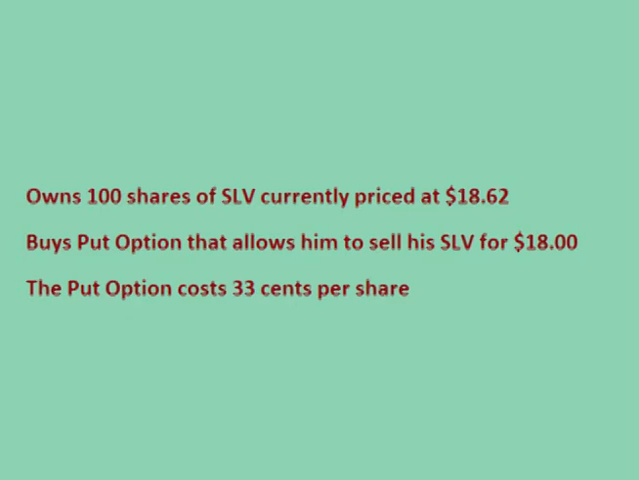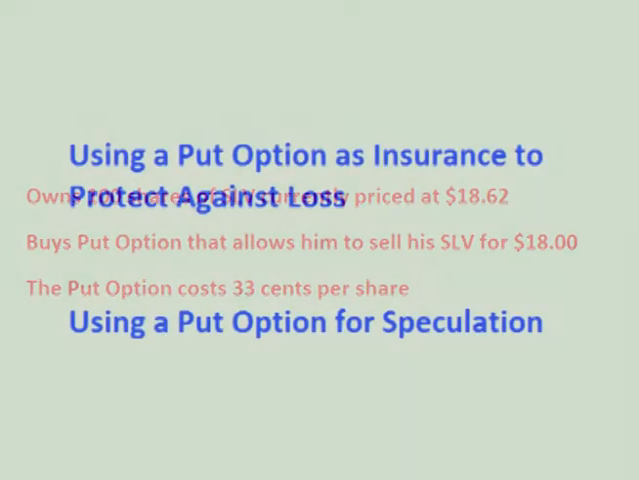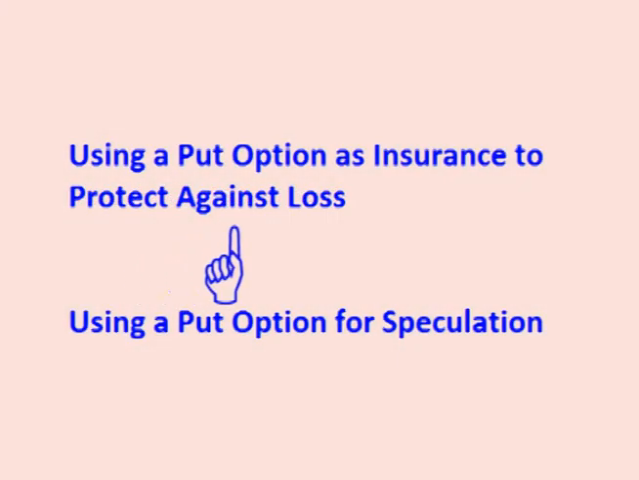In the example, the trader owned 100 shares of SLV, the silver ETF. He was bullish long term, so he didn't want to sell his shares of SLV, but he was concerned that SLV could drop in price in the near future for some reason. Therefore, he bought a put option to lock in a preset sell price in case SLV dropped in price. That was an example of a trader using a put option as an insurance policy to protect stock that he already owns. A put option could also be used as a speculative instrument.